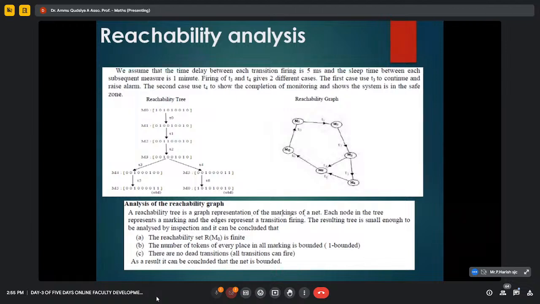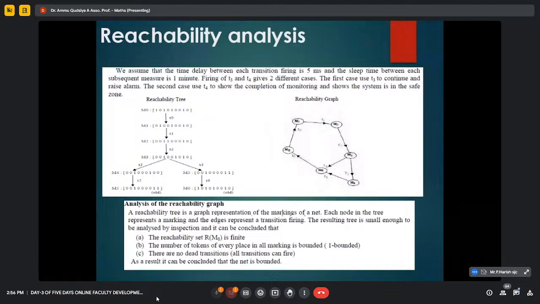That is, the first checking will happen at the first minute. After 10 minutes, again it will check in the second round. So I have given a small space. This graph shows that there is no problem in this system. This is going fine, and it is bounded, it is one bounded because only one token is there, and it is live, and there is no dead transition.